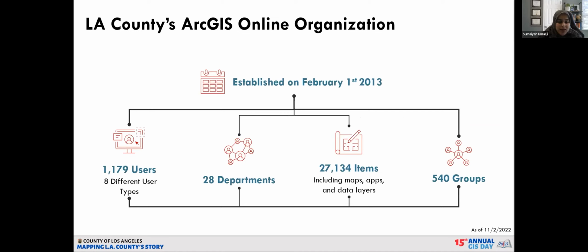LA County's organization was established in 2013 and is nearly 10 years old. As of early November, we have 1,179 users with 8 different user types and 28 departments. Together, we all own 27,134 items that include maps, apps, and data layers. Our organization has 540 different groups.